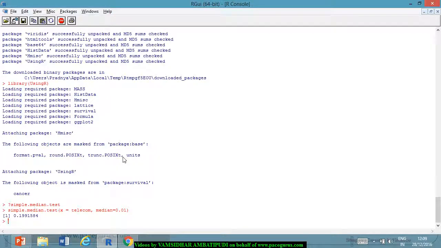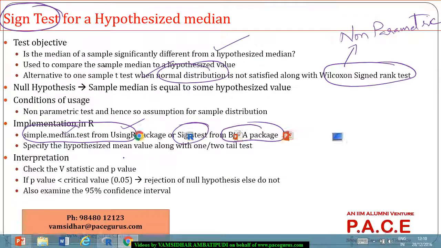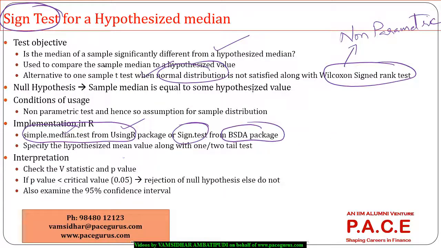That's it. It gives me the p-value, which is 0.199 greater than 0.05. I cannot reject the null hypothesis, so I am taking my decision in favor of the null hypothesis, saying that the sample median is not significantly different from the hypothesized median. That's it. It's only one single interpretation that we are getting from the simple median test.